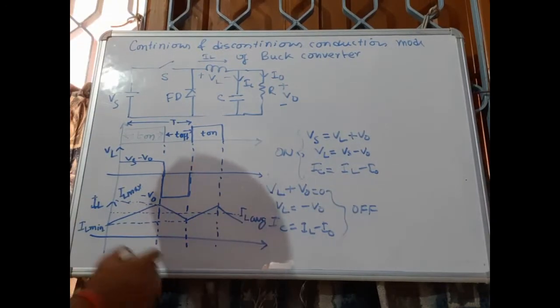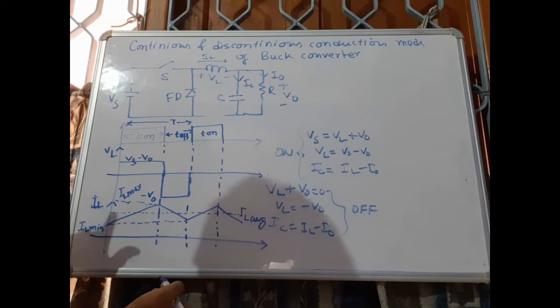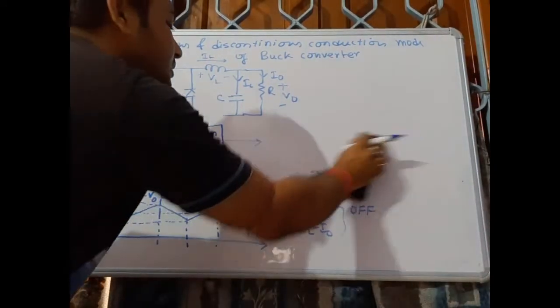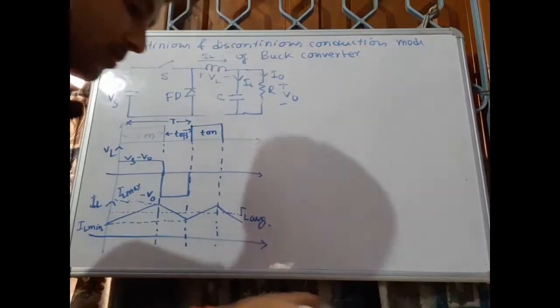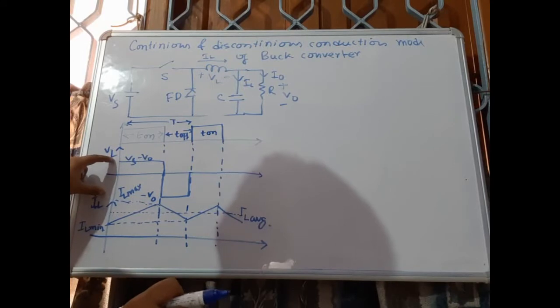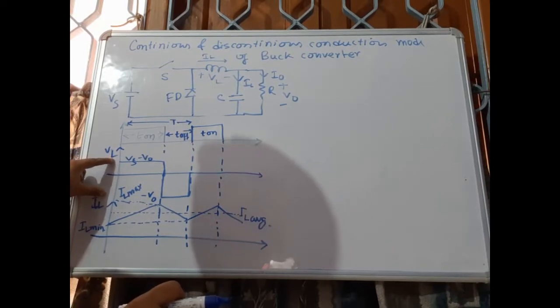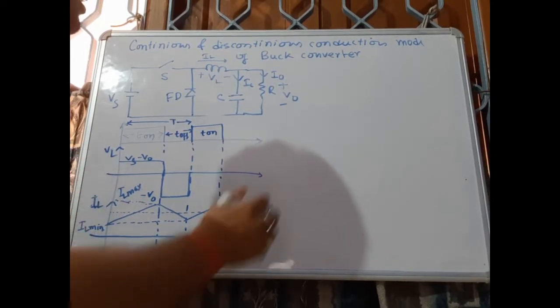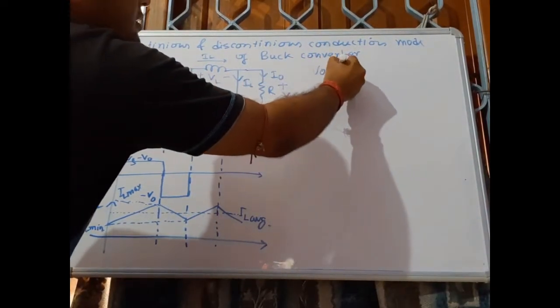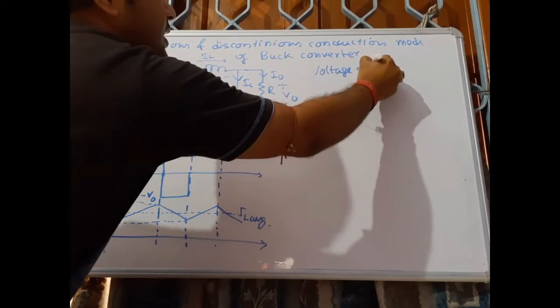Now the ripple current flowing through the inductor. Now I can erase this part. Okay, first for VL, we consider the voltage second balance.